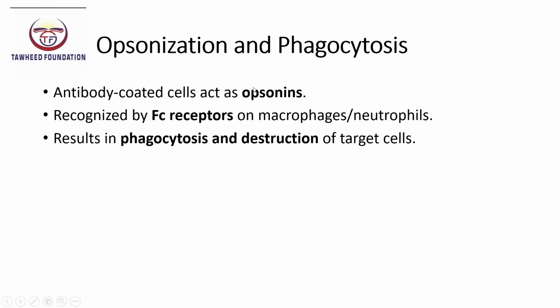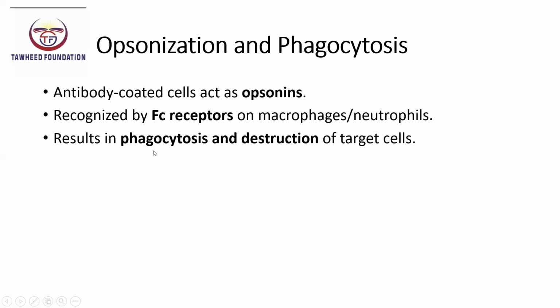Next is opsonization and phagocytosis. Another mechanism is opsonization, in which antibodies coating the target cells act like a marker, signaling immune cells to engulf and destroy them. Phagocytic cells such as macrophages and neutrophils have Fc receptors that recognize the constant region of the bound antibodies. This recognition triggers phagocytosis, where the target cell is internalized and destroyed.